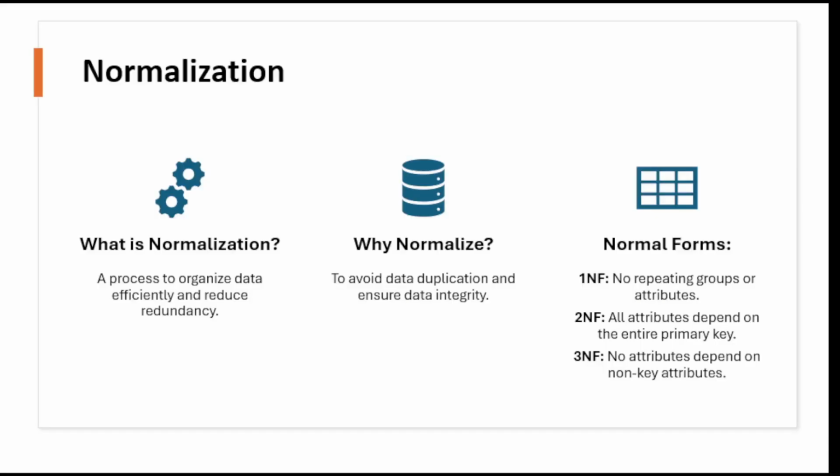Now, what is normalization? We say normalization is a process we use to make sure our data model is efficient and free of errors. It involves organizing the data into tables and eliminating redundancy. There are 3 main normal forms.